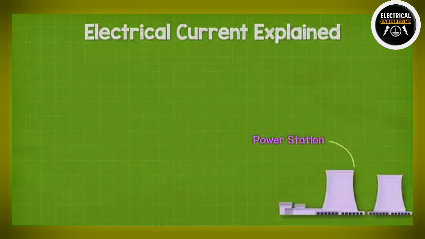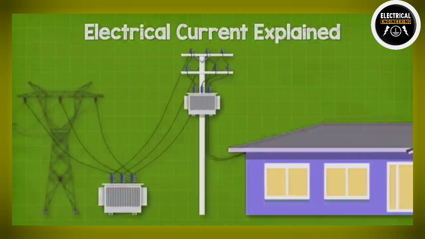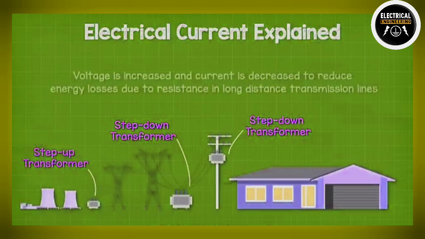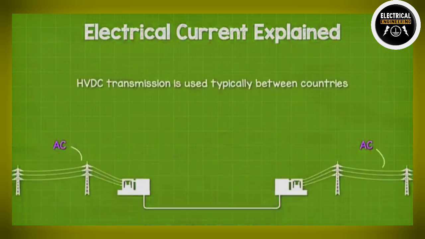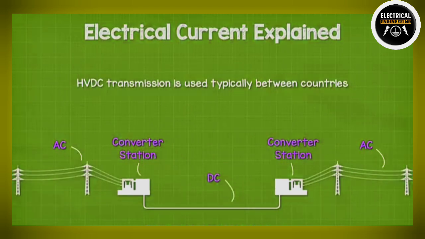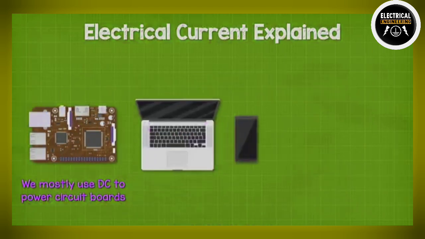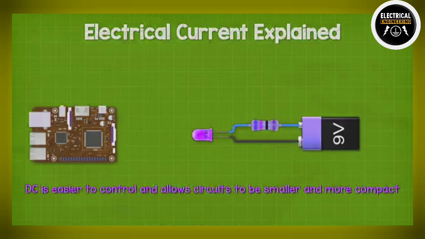In most cases, we transport electricity from a power station to the towns and cities using AC electricity, because it's easy to increase and decrease the voltage using transformers. And it's also very efficient to transport electricity over long distances using this method. However, there are a few high voltage DC transmission lines being used, but we won't go too much into detail on those. We mostly use DC direct current for the circuit boards of small electronic devices like laptops, mobile phones and TVs. That's because DC is easier to control and allows circuits to be smaller and more compact.